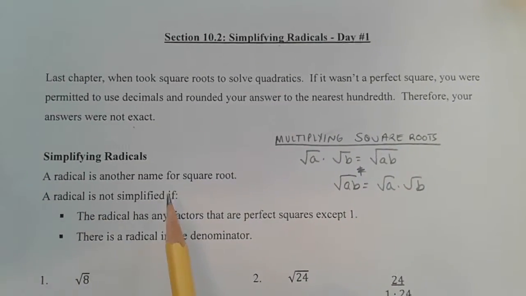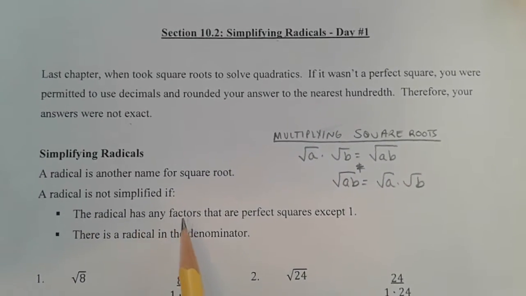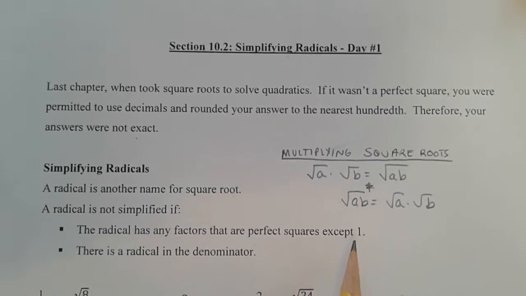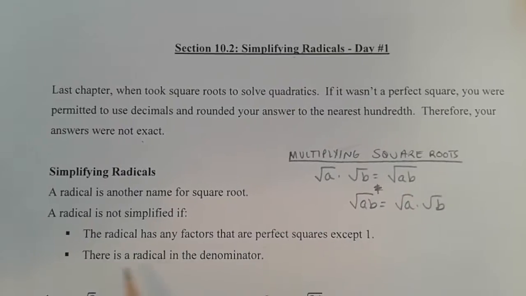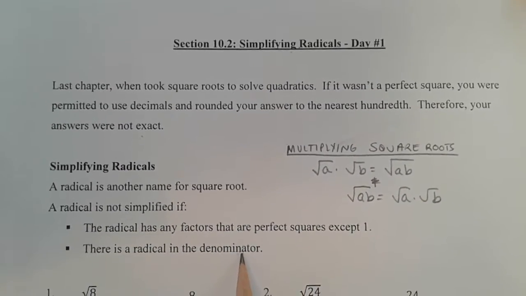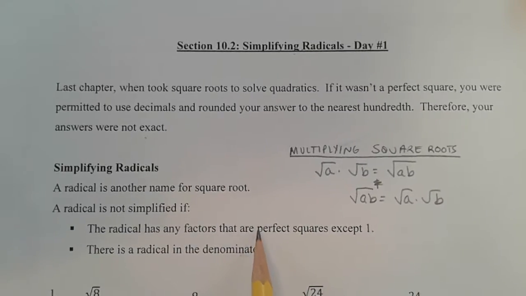Okay, and a radical is not simplified if the radical has any factors that are perfect squares except one. One goes into every number. So any perfect squares except one. Or if there's a radical in the denominator. Now this piece we're not going to be dealing with for a couple weeks. We're going to be focusing on this first bullet.